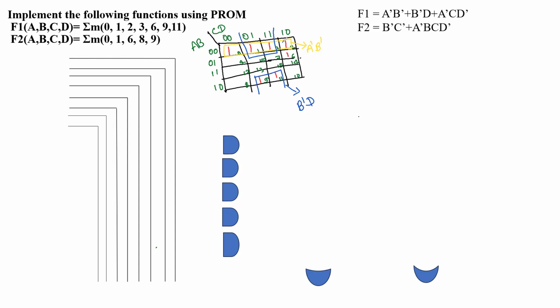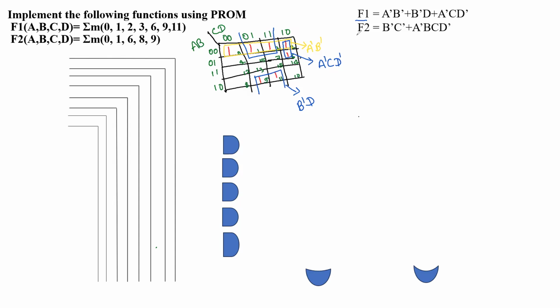Now one more pair we can make here with 2 and 6, since only one min term is left. Row wise, first and second row, what is common here? A dash. And column wise, what is common here? C and D. So that's why function F1 is written here as A dash B dash, plus another product B dash D, and the third one is A dash C D.